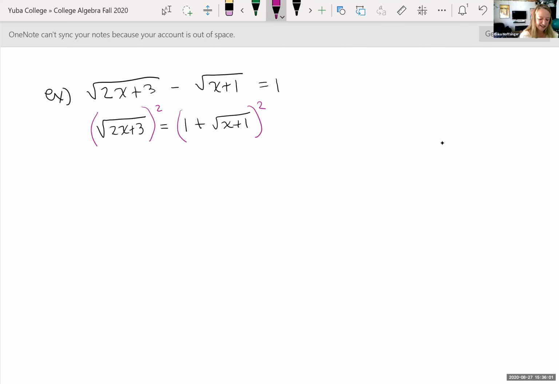So the left-hand side is nice because that just clears and we're just left with the radicand, which is 2x plus 3. The right-hand side, we have to distribute this out. So 1 plus the square root of x plus 1, all times 1 plus the square root of x plus 1.